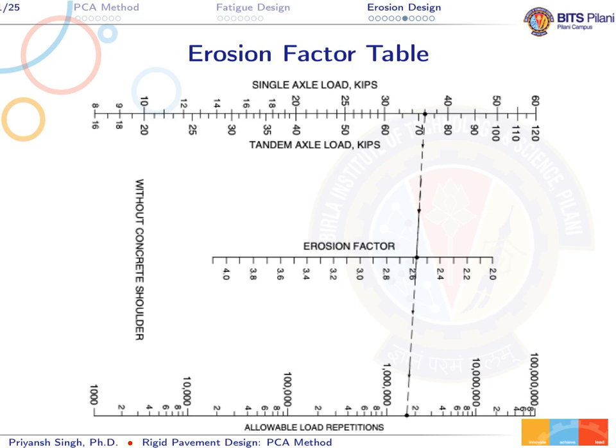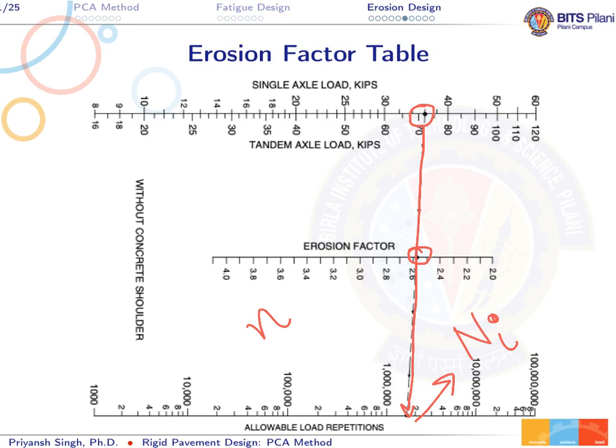Let's suppose you have this much of load. You know that this is my erosion factor. You can extend the line to intersect the allowable number of repetitions scale, and from here you can read the allowable number of repetitions, or Ni, in erosion. Now small n will be given to you, how many repetitions your vehicle will make on the pavement in the design period, and the allowable number of repetitions you have calculated.